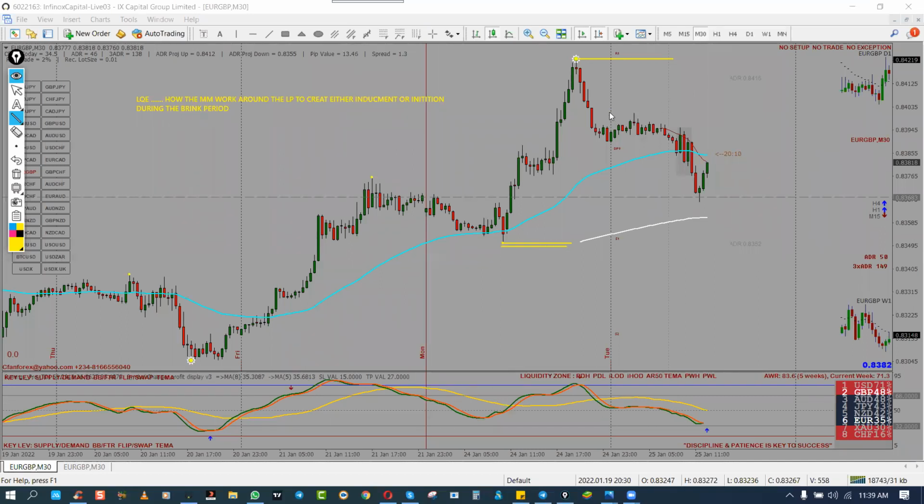Now, the Asian high, this is the initial high of the day. This is equally another liquidity. Now, the Asian low of the day is equally here. This is equally another liquidity, right?